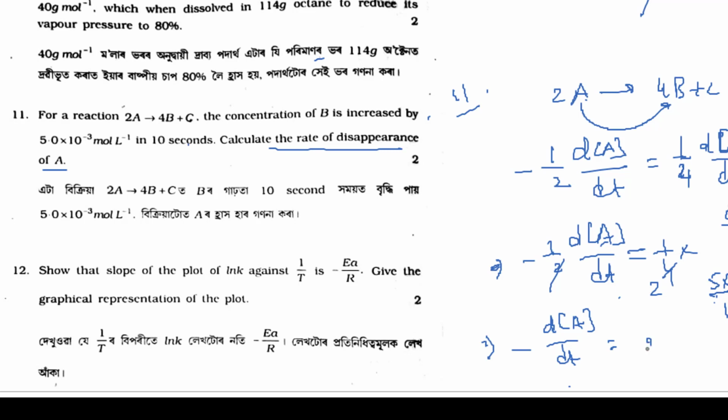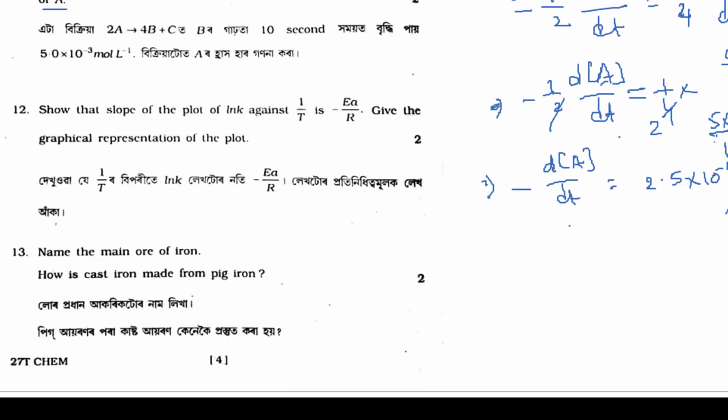Minus dA by dt is equal to 2.5 into 10 to the power minus 4 mole per liter per second. The unit is very important. Okay, so that is question number 11. Very simple, not a tough one. You just have to write the equation like that: rate of disappearance is equal to rate of appearance. This is a pretty simple one.